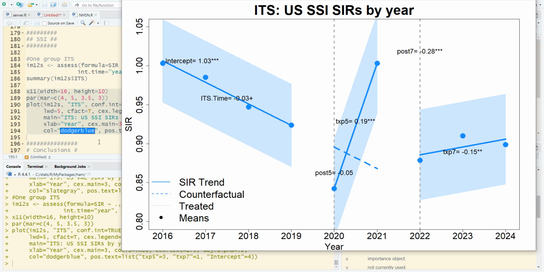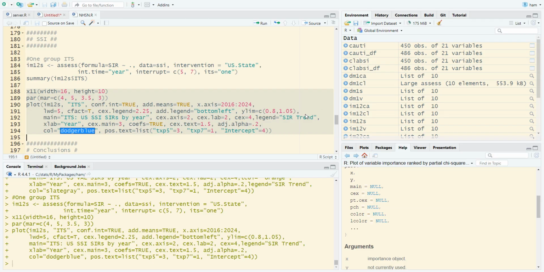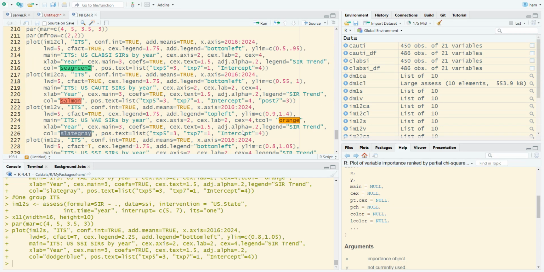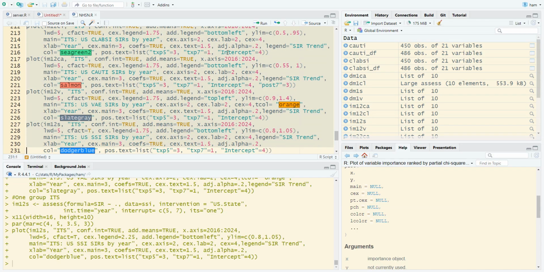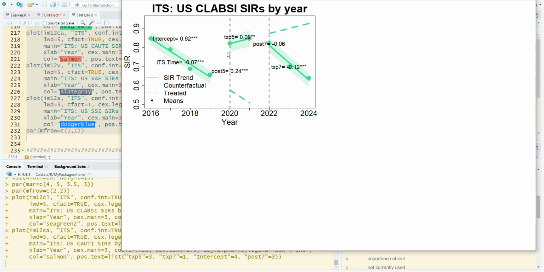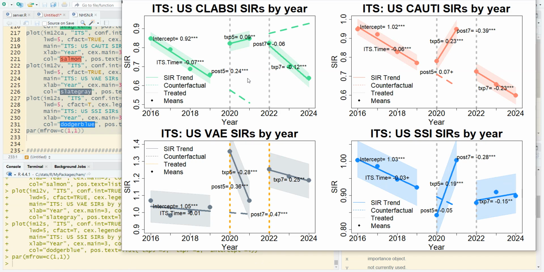Okay, so now we've gone through all 4. I'm just going to go down and create this final graph which has all 4 together. Okay, so now we can see what the changes look like for each of our infections, the SIR rate, and the one that may have been impacted the least, that kind of sprang back to its original trend, is probably CAUTI on the top right.